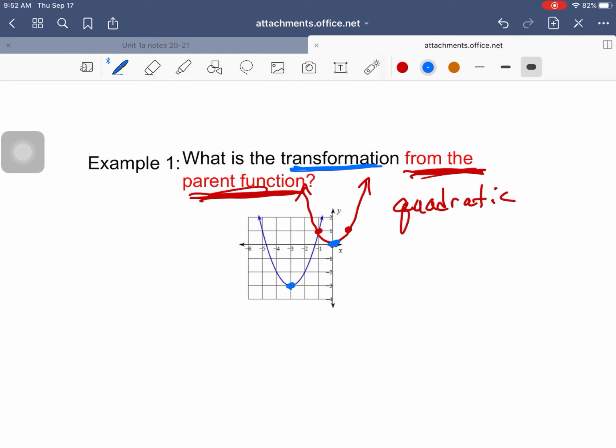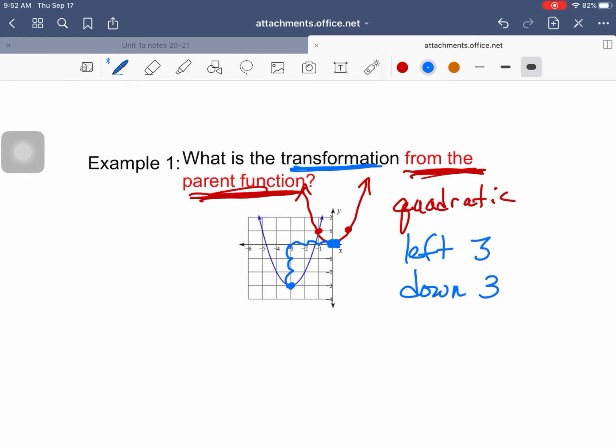from the parent function. So from the parent function here, we're starting at (0, 0). We go left 1, 2, 3. So that's one of our transformations: left 3. You could say it's a translation. You could say it's slid left 3. Do not say over 3, though, because over has no direction. So left 3, and then it's also going down 1, 2, 3. So it's also down 3.